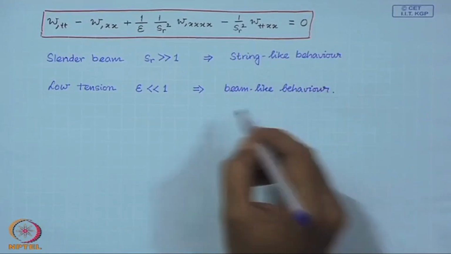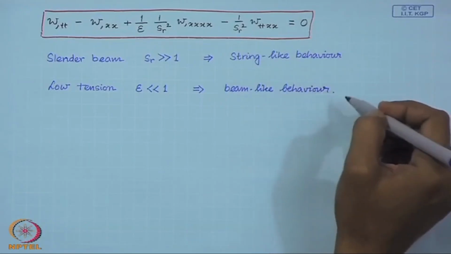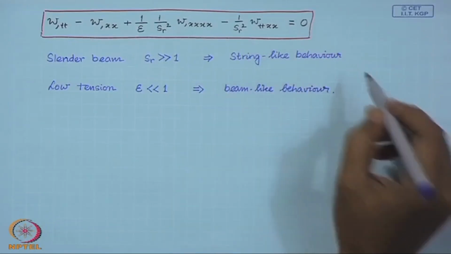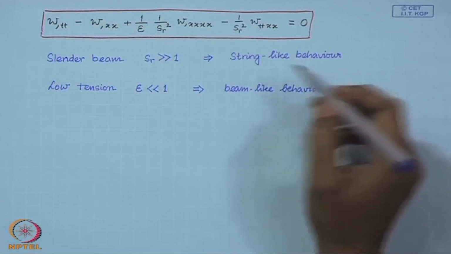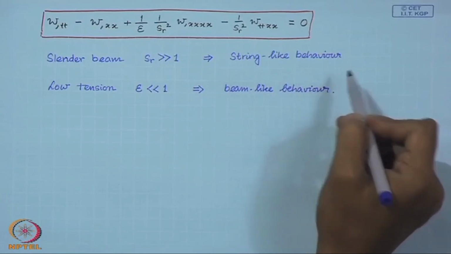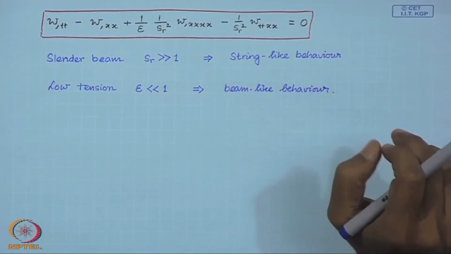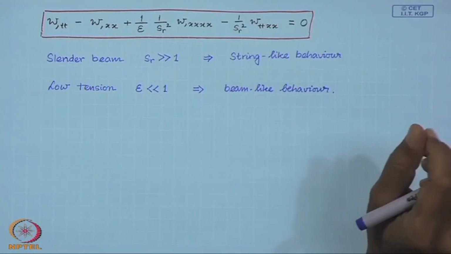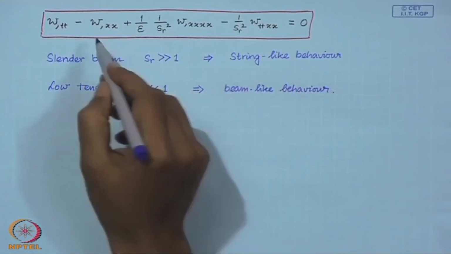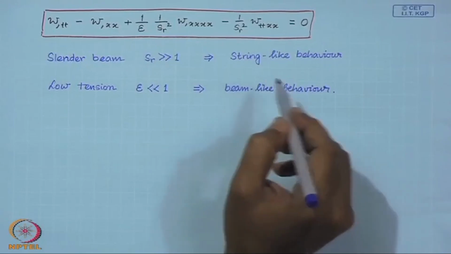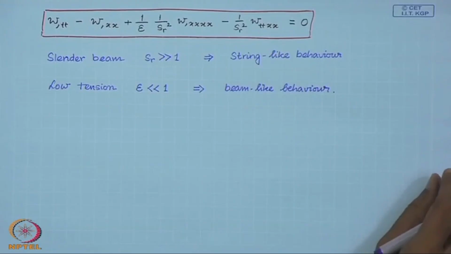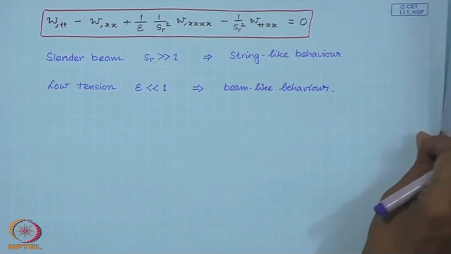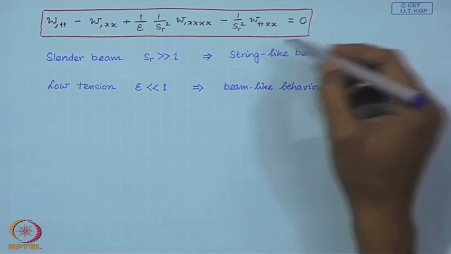So, this is precisely what we observe from this equation, and elements like the guitar string, which are extremely slender, even though they have sufficient bending stiffness, when they are subject to a large tension, the behavior is like a string. So, you can treat a guitar string under tremendous amount of tension as a string. So, this is what we have observed.